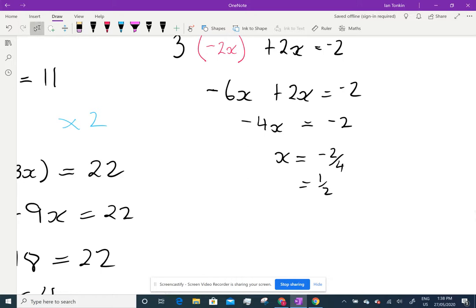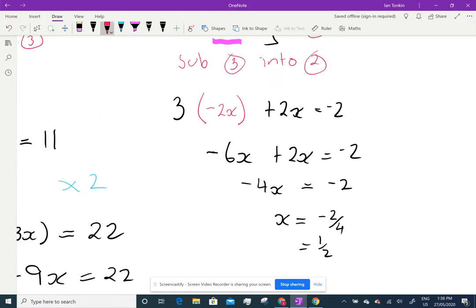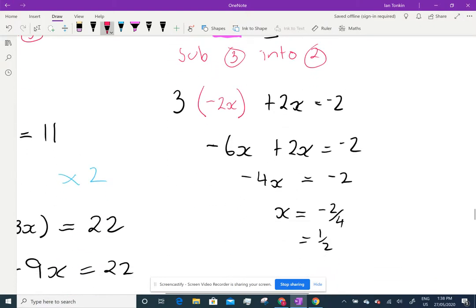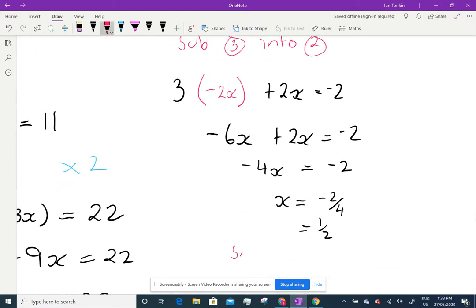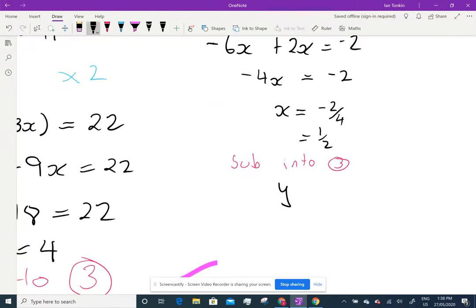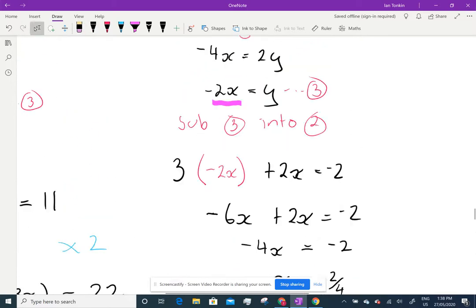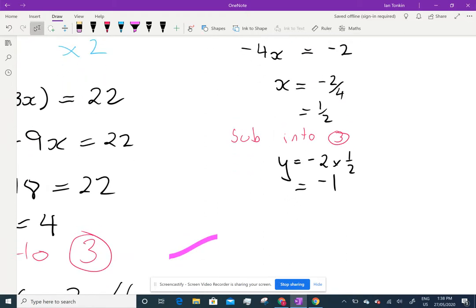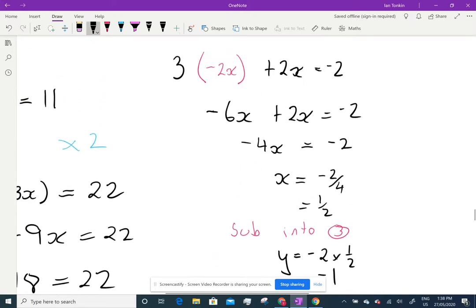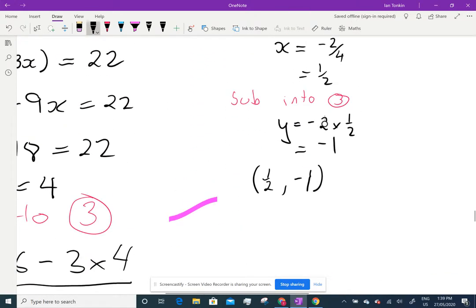Now, what do I do now? I'm going to sub that. Now, I can't sub it into 3, and because I got 3 from 1, I can't sub it into... Oh no, I can't sub it into 2, so I'm going to sub it into equation number 3. Sub into equation number 3, and I'll get y equals minus 2 times a half equals negative 1. Righto, so here's my set of coordinates. I've got a half and negative 1. I got it from 3. 3 is a version of 1, so I've got to check it in 2.